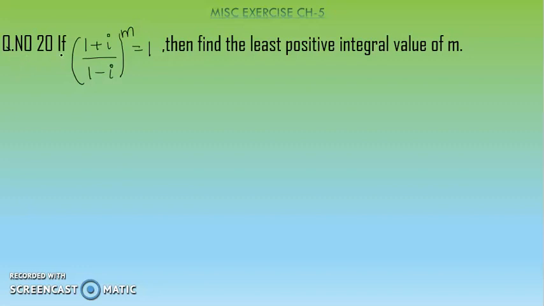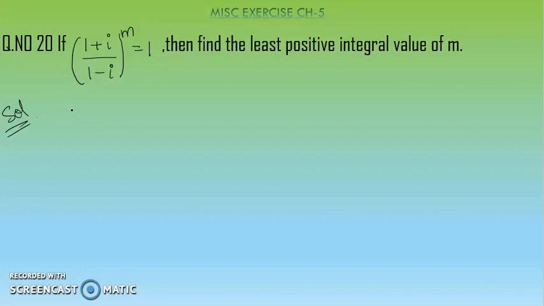It says if (1 plus i) divided by (1 minus i) raised to the power m is equal to 1, then find the least, it is saying least, this means minimum, student, positive integral value of m. Integral means it should not be in fractions. Okay, starting with your solution.